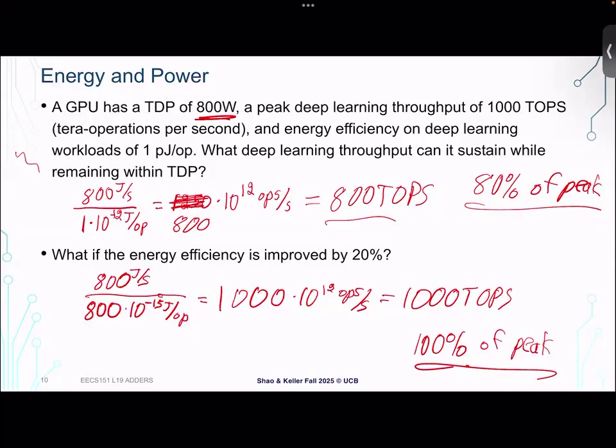But are there any questions about this example or about energy versus power before we move on? Yeah. Sorry, can you repeat a little louder your question? Yeah, so we said energy efficiency is improved by 20%. So I'm saying that our picojoules per op, which is the energy efficiency, decreases by 20%. So it goes from 1 picojoule per op to 0.8 picojoules per op, which I've written here as 800 times 10 to the minus 15. That is equivalent.